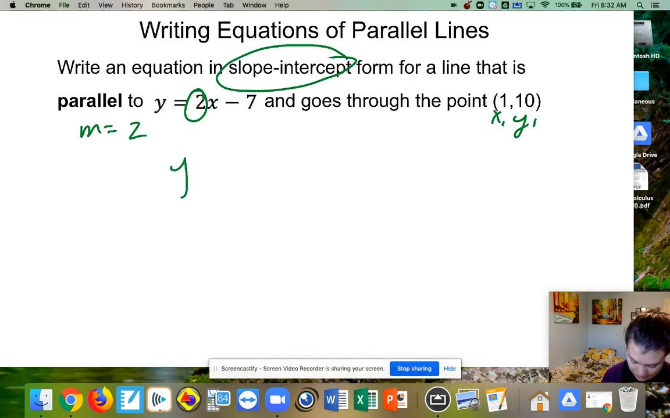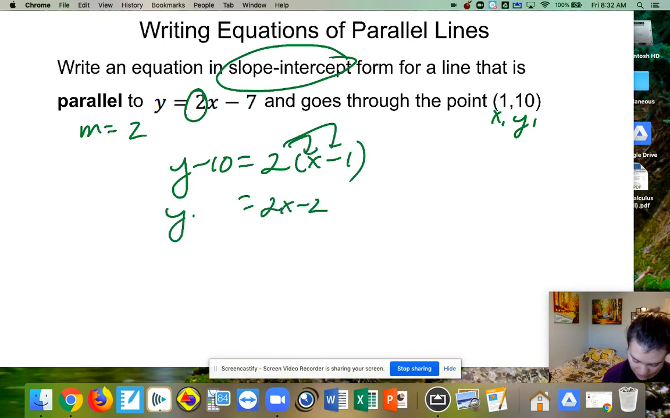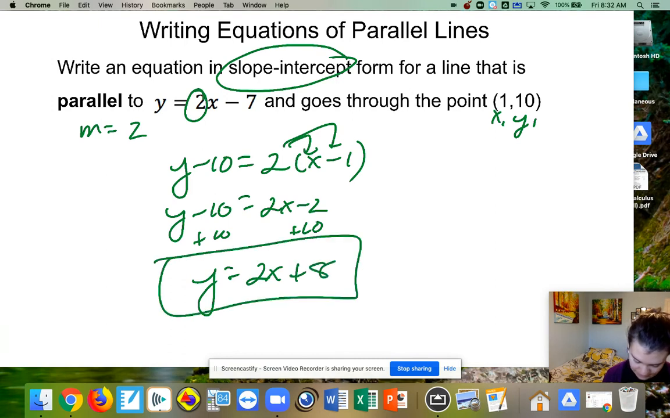We'll have y minus 10 equals 2 times x minus 1. Distribute this in. We get 2x minus 2, y minus 10. Add 10, y equals 2x plus 8. So same slope. Here we have 2 and 2, but then your y-intercepts are different. We have negative 7 and positive 8, so they are parallel.